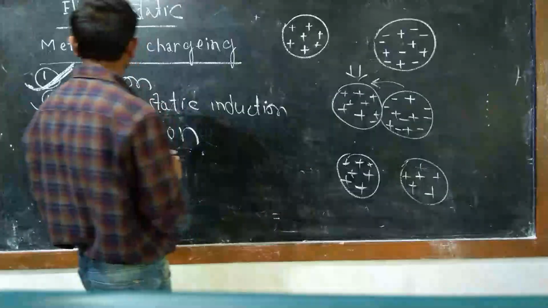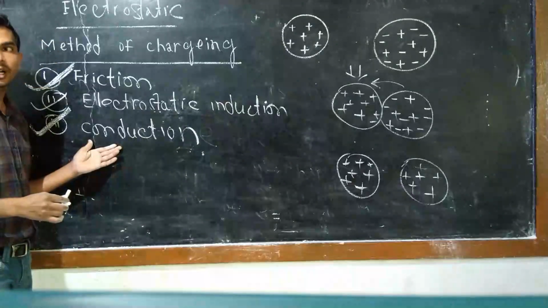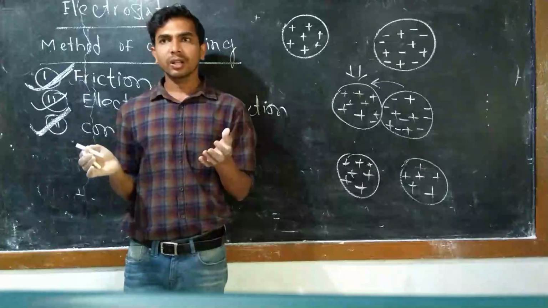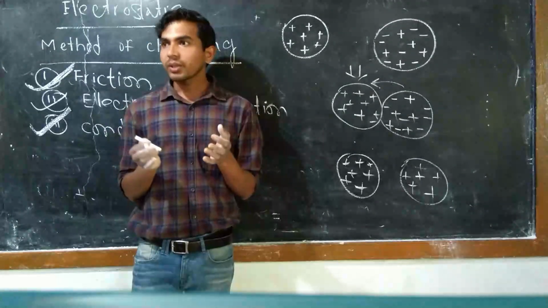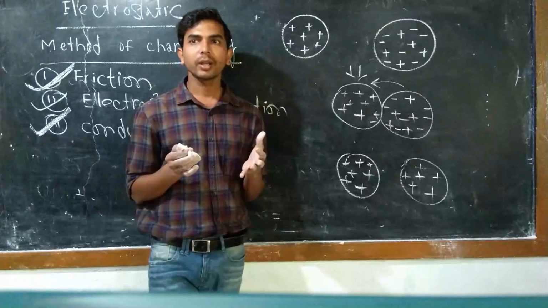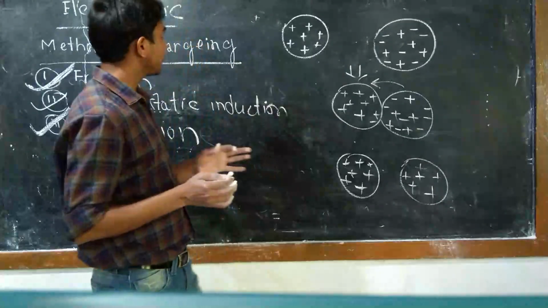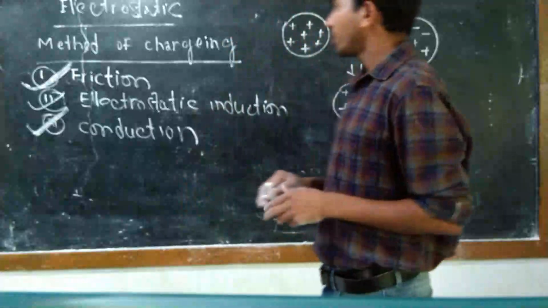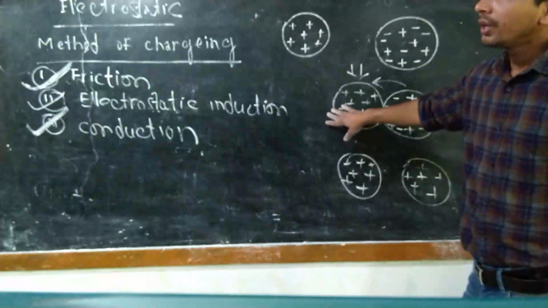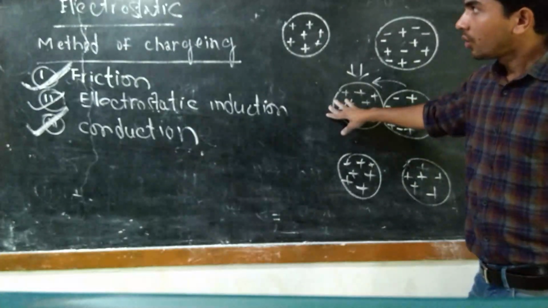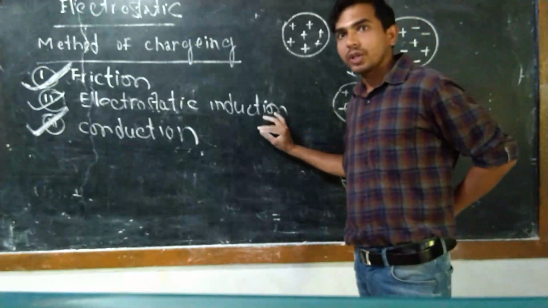This method of charging is known as conduction. Conduction is, somehow, bringing a charged body in contact with an uncharged body. That method of charging is known as charging by conduction. So these are the only methods of charging. This way we are able to charge an object or any body. Today I am going to discuss only this much.